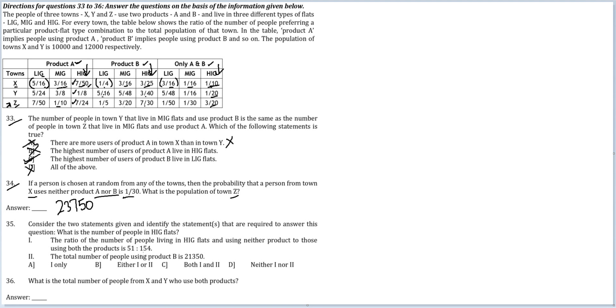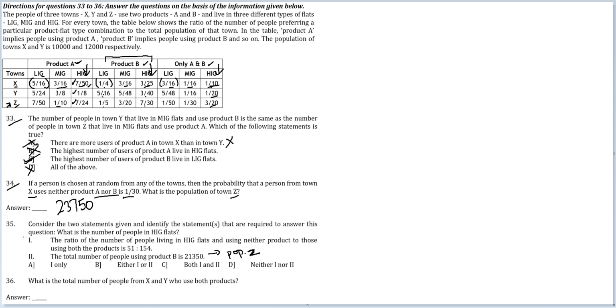The total number of people using product B is 21350. So effectively they're saying when you add all these people up in LIG, MIG, HIG, in X, Y, and Z, you get 21350. This should enable you to get to population of Z, which is wonderful. But still, your other challenge remains. What is the fraction of people who live in HIG flats but use neither? So this statement by itself is not sufficient for you to reach the answer.